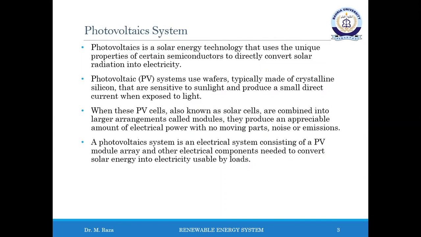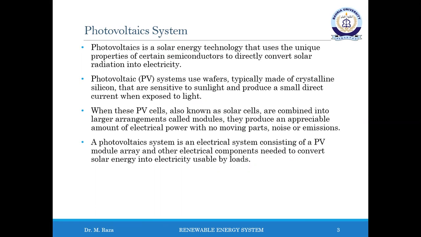Photovoltaic is a solar system technology that uses the unique property of certain semiconductors to directly convert solar radiation into electricity. Photovoltaic systems use wafers typically made of crystalline silicon that are sensitive to sunlight and produce a small direct current when exposed to light. When these PV cells, also known as solar cells, are combined into larger arrangements called modules, they produce an appreciable amount of electrical power with no moving parts, noise or emission.